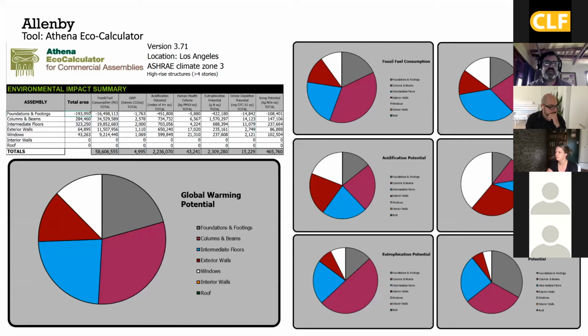This tool helped us identify for core and shell structure, and really just isolating structure and exterior walls, the structure was essentially 75% of the impact. And of course, the majority of that would be concrete in the footings and floors. And so this really put a target on concrete.